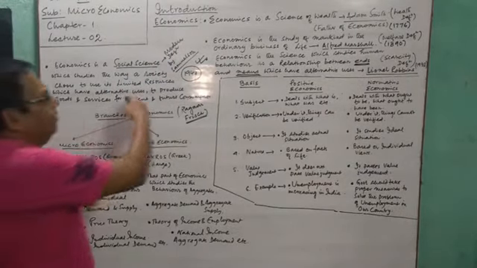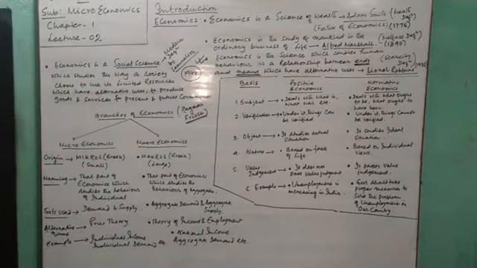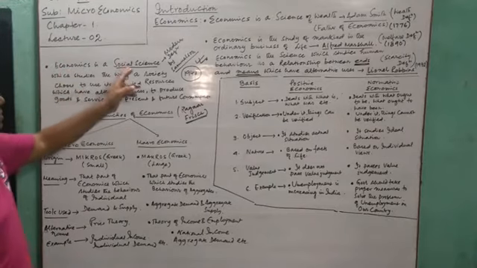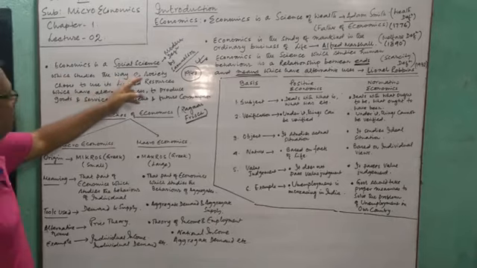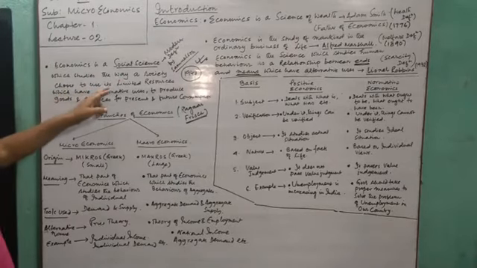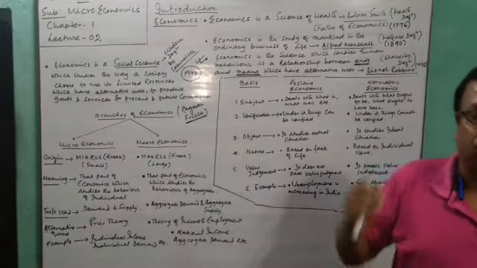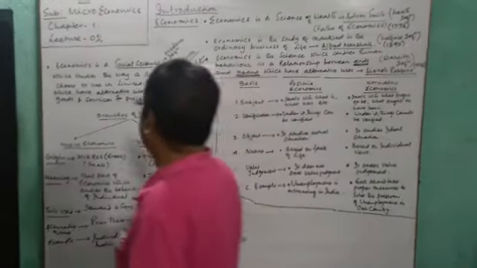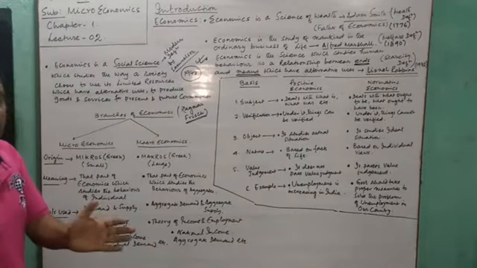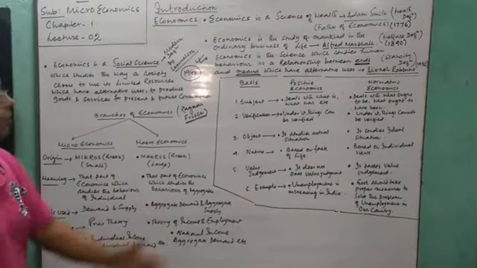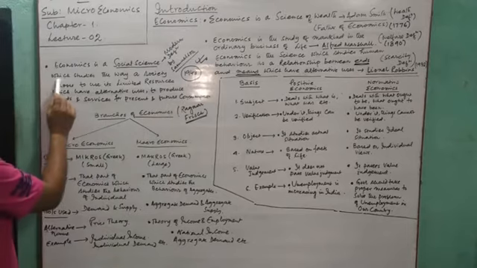It will be equally important, but the mostly used definition is that of Samuelson's, and this is economics as a social science which studies the way a society chooses to use its limited resources. The society, the economy has got limited resources. With those limited resources, the society has to choose what goods and services it will produce for present and future consumption.